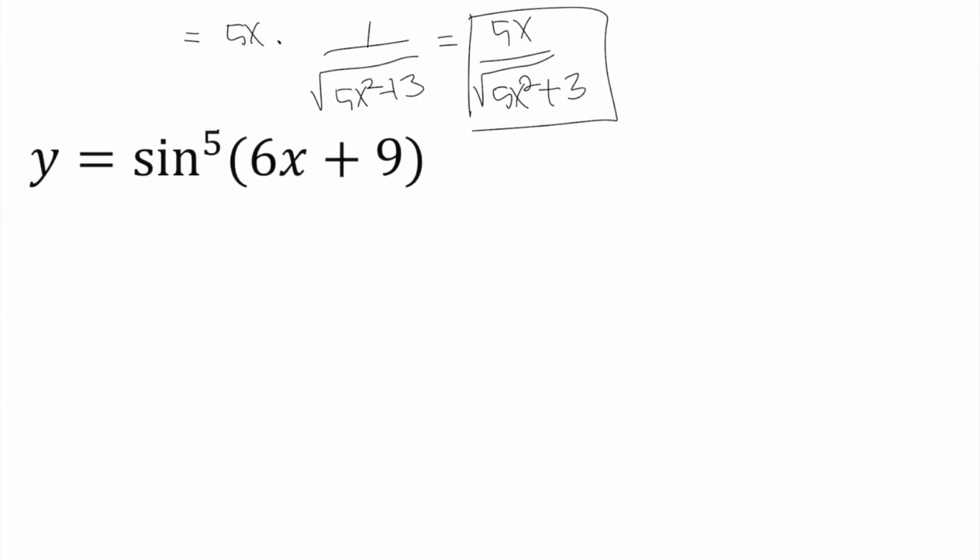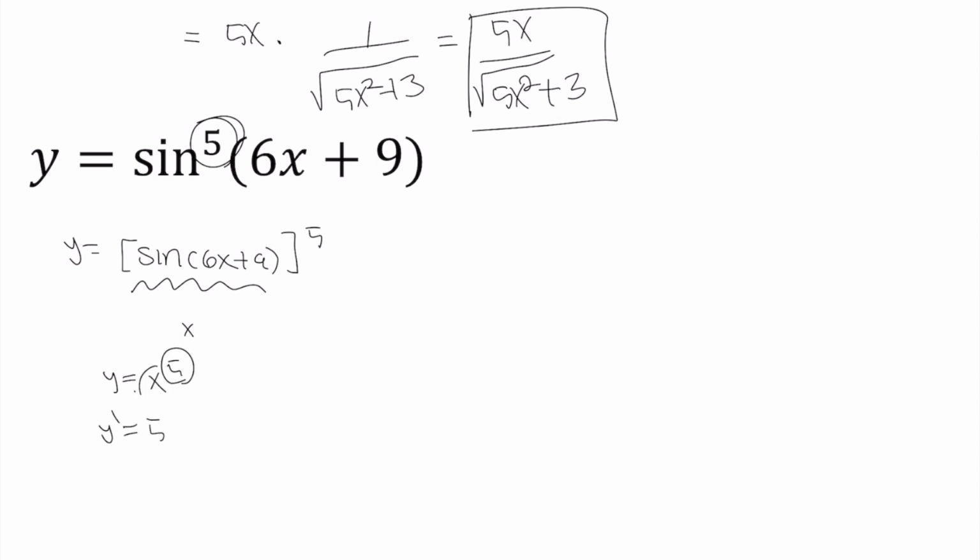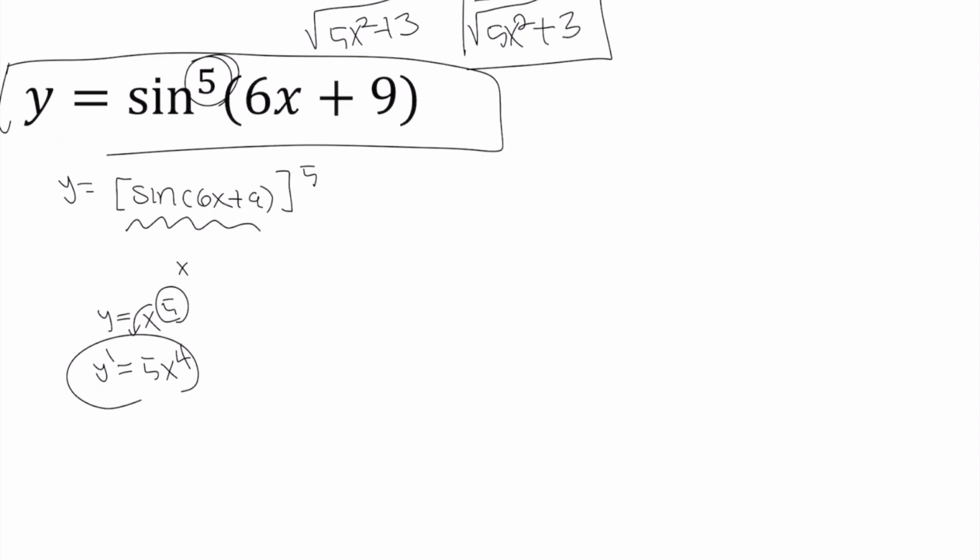And the second one is a little bit more complex because it's trig, but it's also not too bad. So y equals this function. This part is sine 6x plus 9, and that whole thing is to the 5th power. So the sine 6x plus 9 is like the inside function. Like before, we're going to consider it as x. So y equals x to the 5th. So y prime equals 5 comes out, x, and then 5 minus 1 equals 4. So 5x to the 4th.